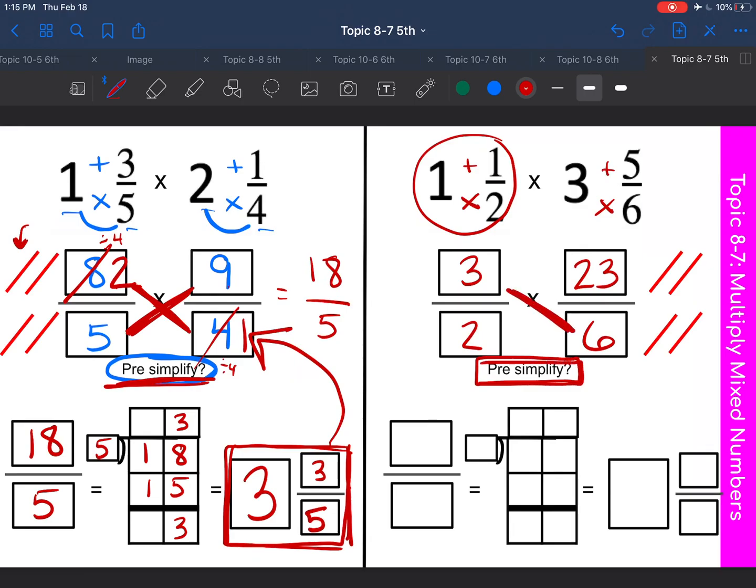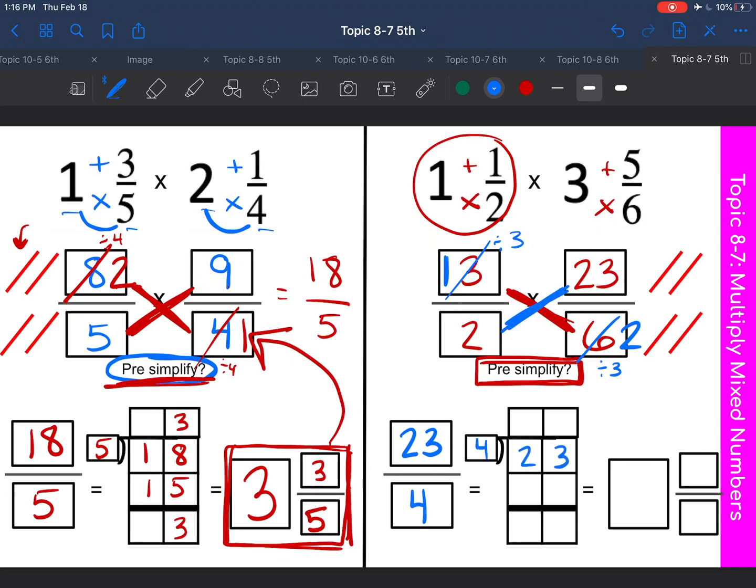And if we look this way, does 3 and 6 have a greatest common factor? Yes, they do. The greatest common factor is 3. They can both be divided by 3. So cross out the 3. 3 divided by 3 is 1. Cross out the 6. 6 divided by 3 is 2. Okay? Now, 23 and 2, unfortunately, do not have any common factors. So 1 times 23 is 23. 2 times 2 is 4. But we need to simplify this.